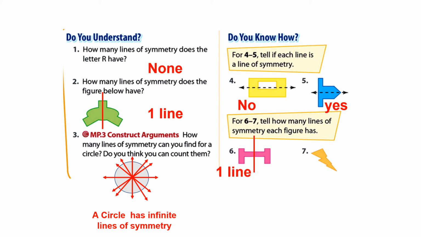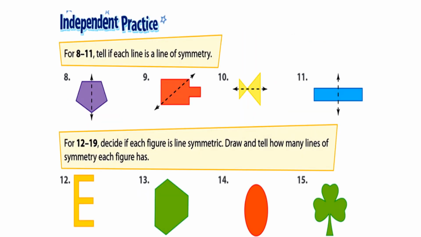Question 7, guys. Of course, we can't draw a line of symmetry anywhere here because if you put a line anywhere to divide that shape into two equal parts, of course we cannot. So for question 7, there are no lines of symmetry. No lines of symmetry for question 7. Of course, none.